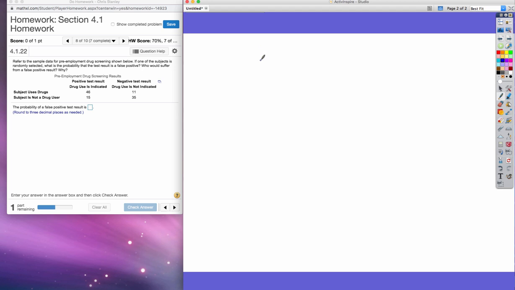Refer to the sample. You have this table. Now what you want to do is make sure that you get your totals. Let's see if they gave us the total. To get the total I'm going to do 46 plus 11 plus 15 plus 35. I have my calculator here, and I get 107. So there were 107 people in all.